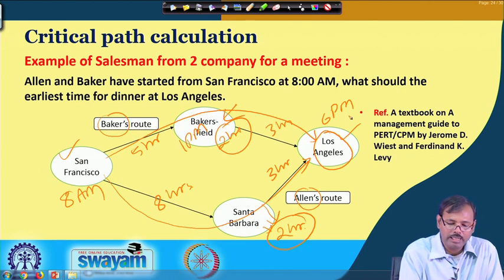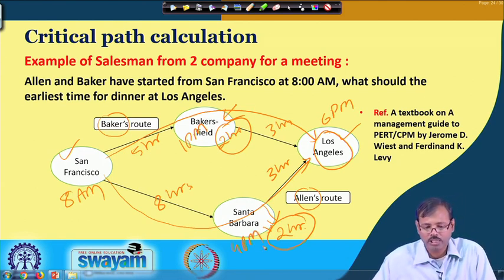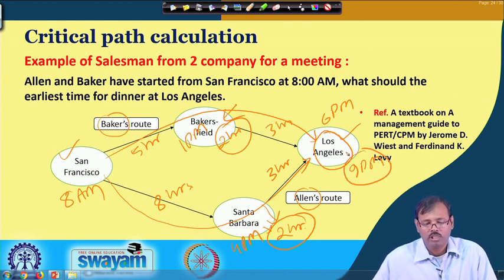Whereas, Allen takes 8 hours. So, from 8 a.m. he will reach here at 4 p.m., and he will take 2 hours for lunch etc. in his house. So, he will start at 6 p.m. from here and he will reach this position at 9 p.m. So, the paths are different.